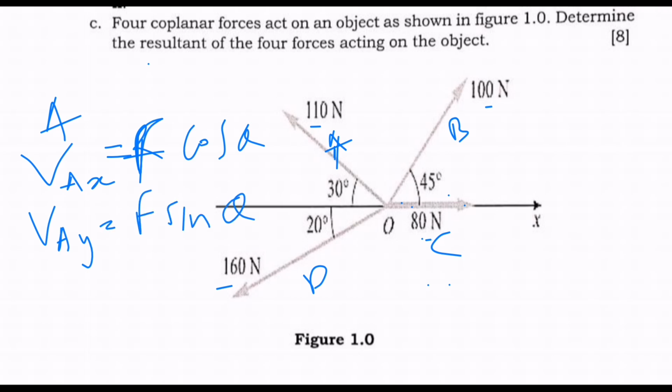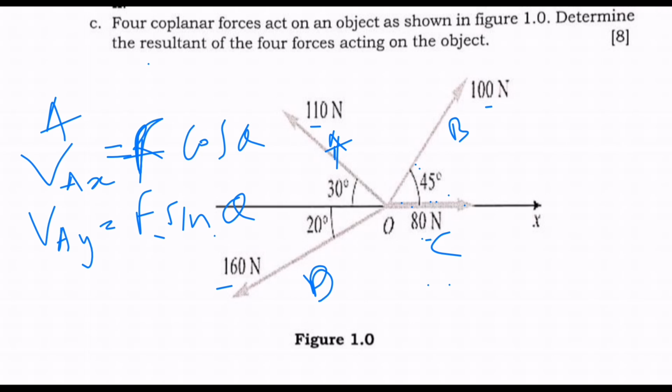Now here the challenge comes in: it is to identify the angle, the theta, which we are going to use to replace here. How do we get the theta? What should we do to get the theta? Here this is the 45. Now for the vector 110, what is the theta? What is the angle we can use?